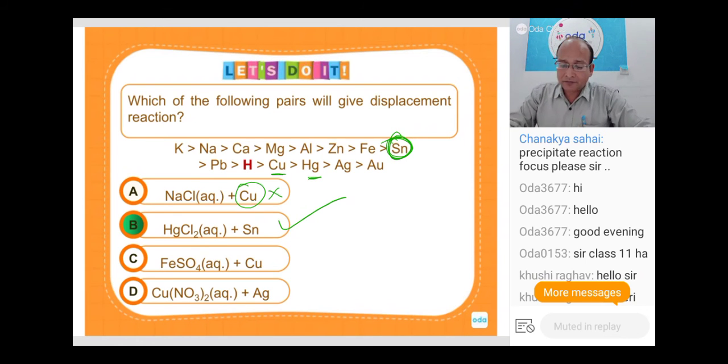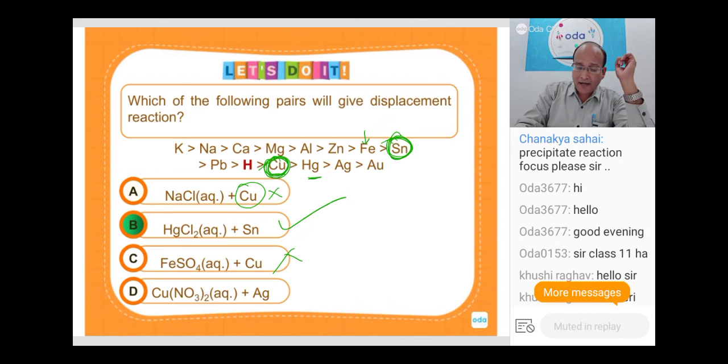What about the third reaction? Copper is there. Copper is less reactive and you have put it in a more reactive solution. No, this reaction will not take place. You have added a less reactive metal. Okay, so this will also not take place.